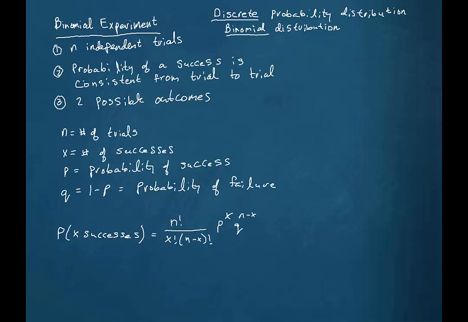The probability of a success is consistent from trial to trial, and there are only two possible outcomes. And those outcomes we usually term a success and a failure.